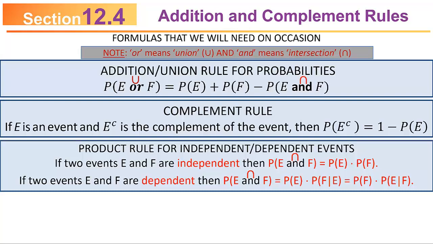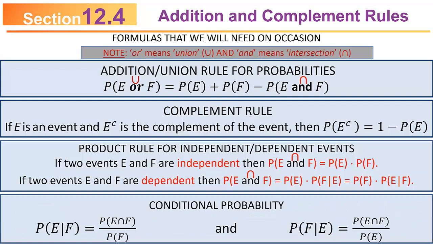But it says, if two events E and F are dependent, then the probability of E and F is equal to the probability of E times the probability of F given E, which is also equal to the probability of F times the probability of E given F. Remember, I haven't even introduced that notation where the vertical line is used here in this context yet, but I will. That leads to something called conditional probability, and I've got two formulas related to that.